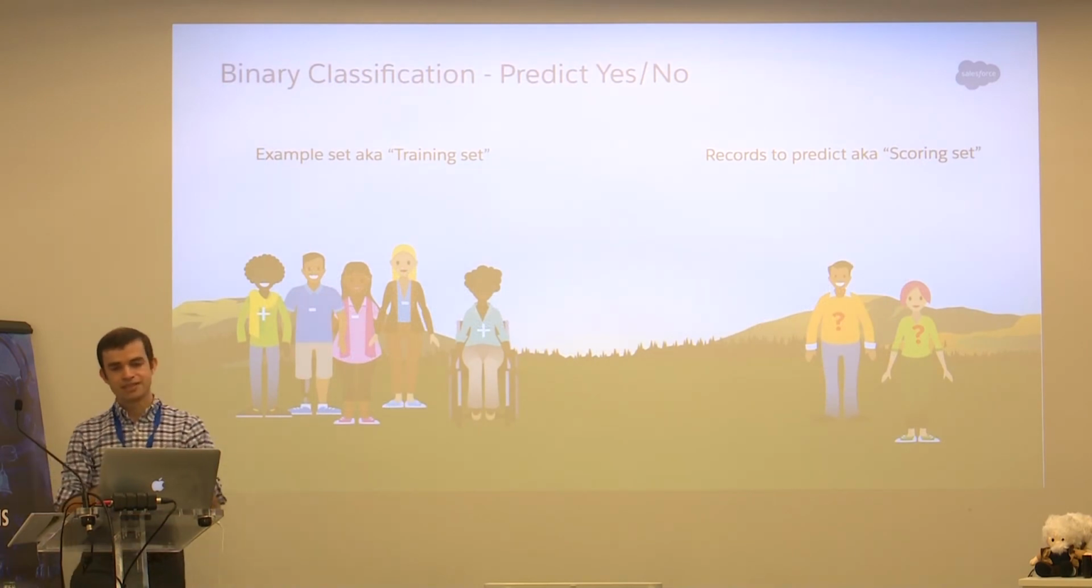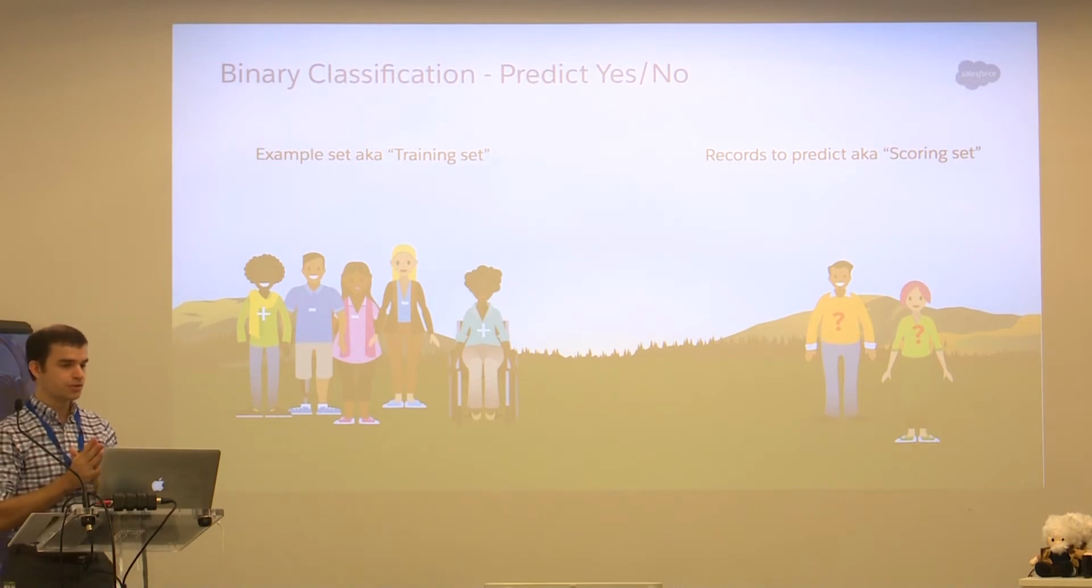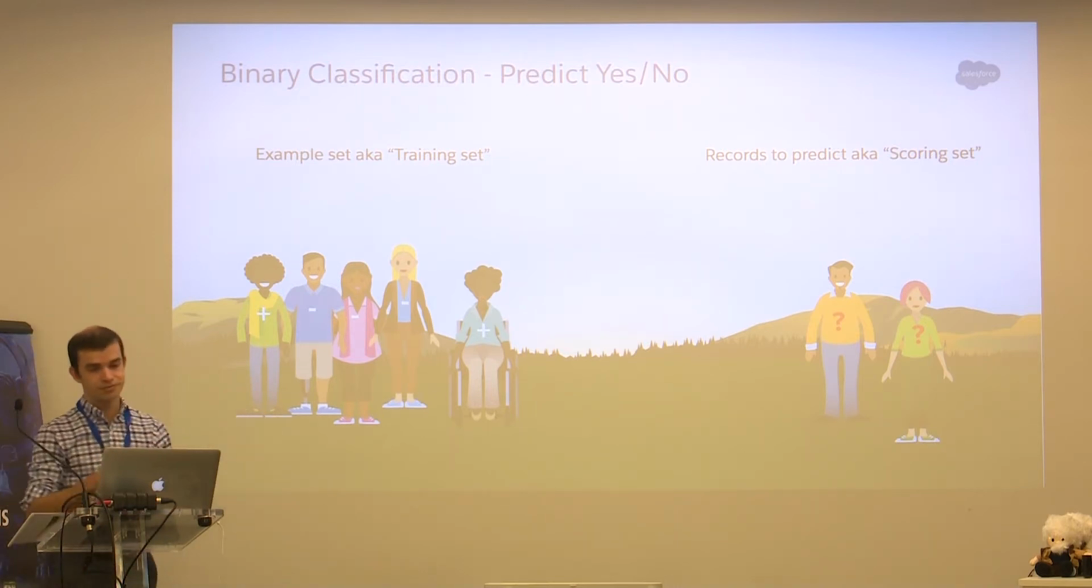All right, and this is kind of a way to look at it. So you have examples in your training set. So you have a set of people that have taken some action in the past, and then you have these new folks in your scoring set, and you're trying to make a prediction for them.